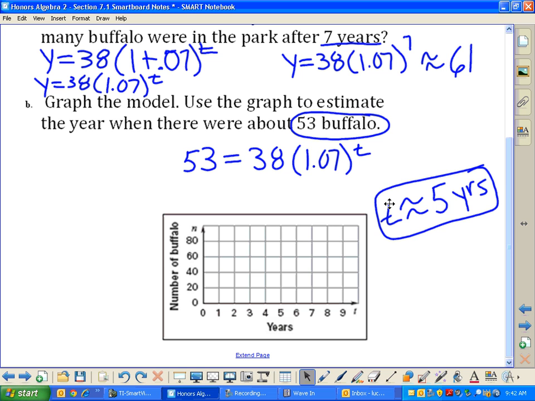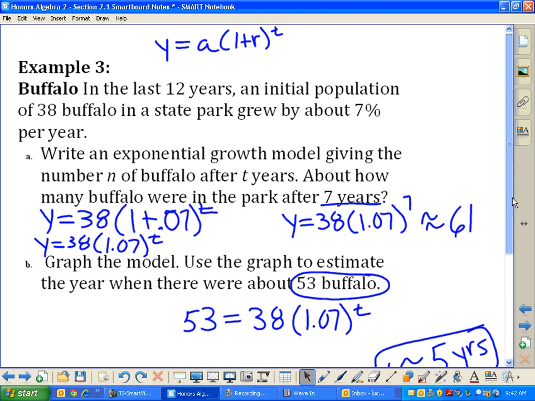What's up, Bree? Right. That's ultimately, they're constraining our domain values. So when they say in the last 12 years, this part right here, they're saying this model is only accurate for the past 12 years. After that, the model is not accurate anymore. So year 13, that data value is garbage. It doesn't do you any good in predicting the number of buffalo there will be. All right, any questions about that?